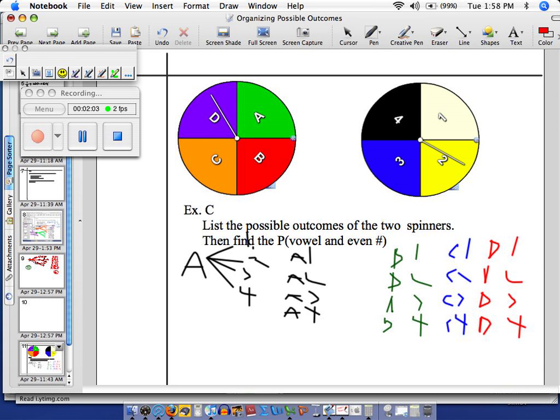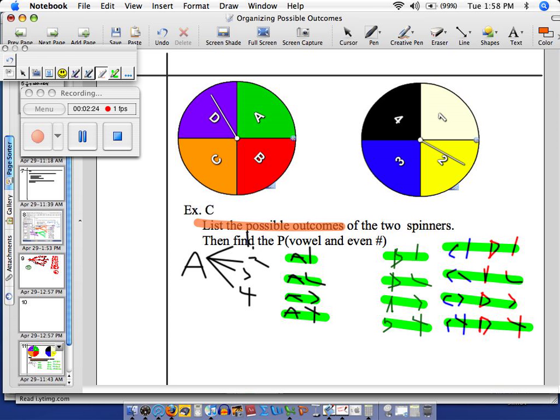So look at what we have then. What we have are 1, 2, 3, 4, 16 options. Those are the 16 possible outcomes from spinning two spinners. Okay? I had to do this first. You know why? Because it says so. List the possible outcomes. Here they are, 16 of them for you. I highlighted them in green.